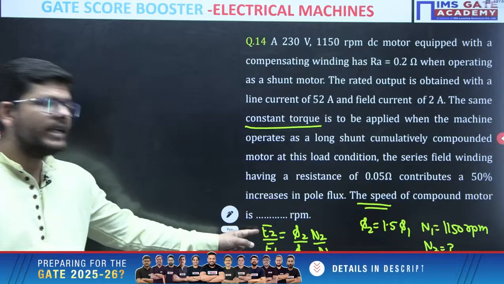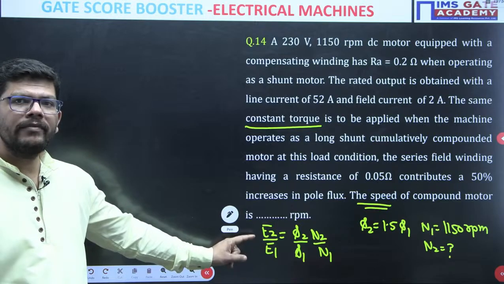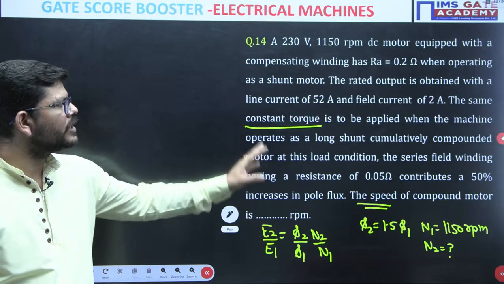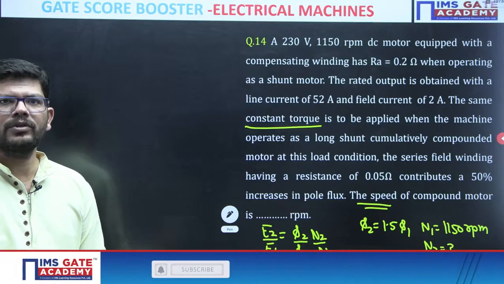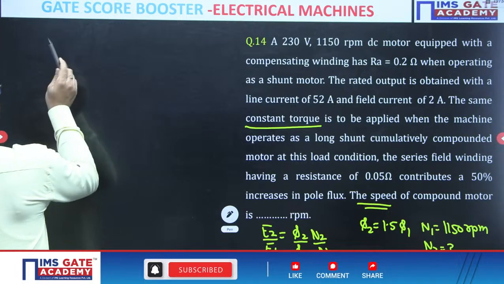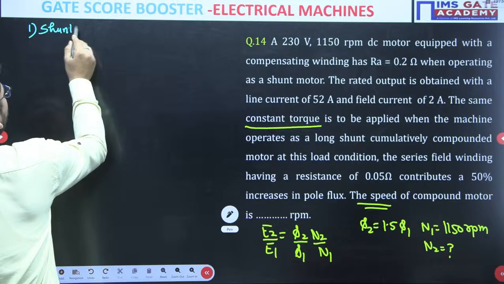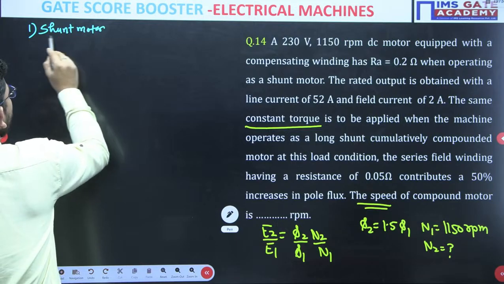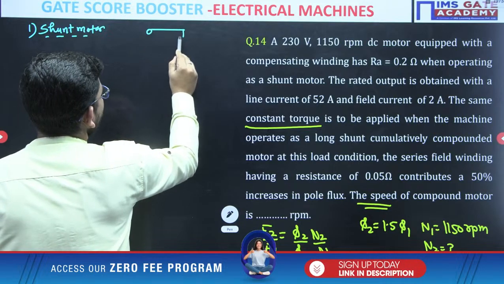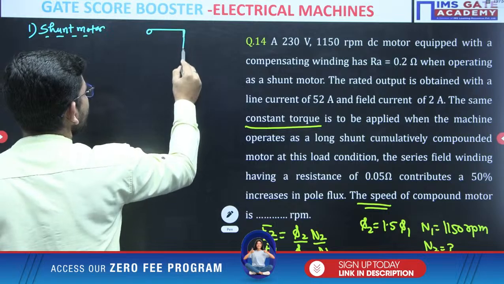So for that we need E2 upon E1. Got it? E1 will be the voltage when the machine is running as a shunt motor. E2 will be the voltage when the machine is running as a long shunt motor. So we have to calculate these two things. Case number 1, when it is running as a shunt motor. The best strategy is to draw the motor. So draw a shunt motor.